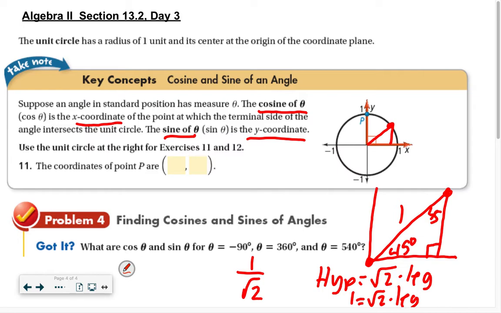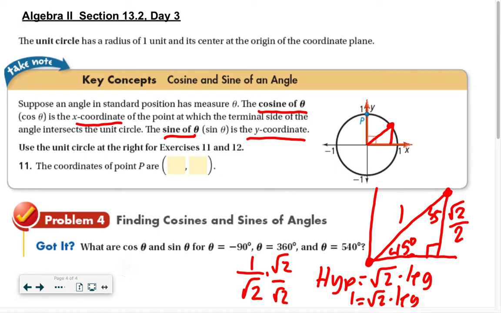So if I have 1 over square root of 2, can I leave it like that? No. What does it become? Times by square root of 2 over square root of 2. And it becomes square root of 2 over 2, right? And that's both of my legs, right? So what would this point be? Its x-coordinate, how far over x is it? Isn't that just the length of my leg?